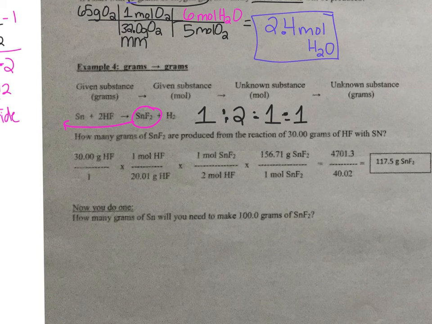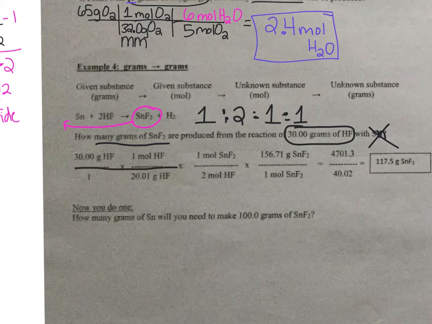Okay. All right, when we look at this problem, it says how many grams of SnF2, or tin(II) fluoride, are produced from the reaction of 30 grams of hydrogen fluoride, or hydrofluoric acid. I'm going to underline that because that's what the question is asking for. The Sn part is useless information, we don't need it for the math, so I'm just going to cross it out.